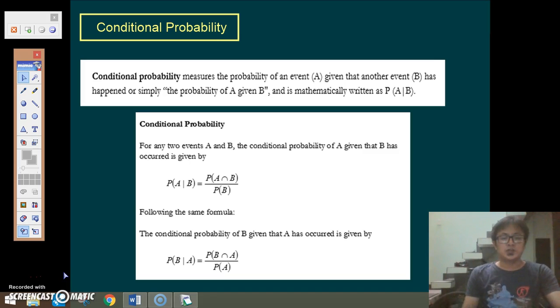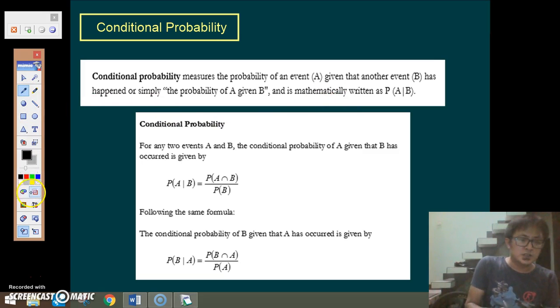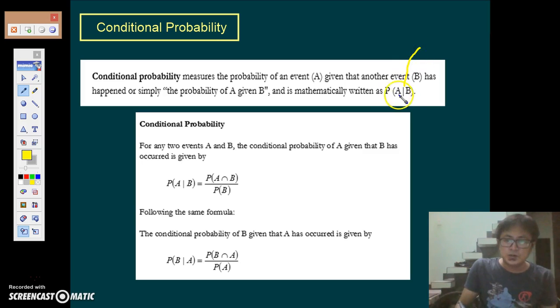Conditional probability measures the probability of an event A given that another event B has happened, or simply the probability of A given B. It's mathematically written as P, open close, A, then the bar, B. So this is read as the probability of A given B. Basically, when you see this bar, you relate it as P of A given B.